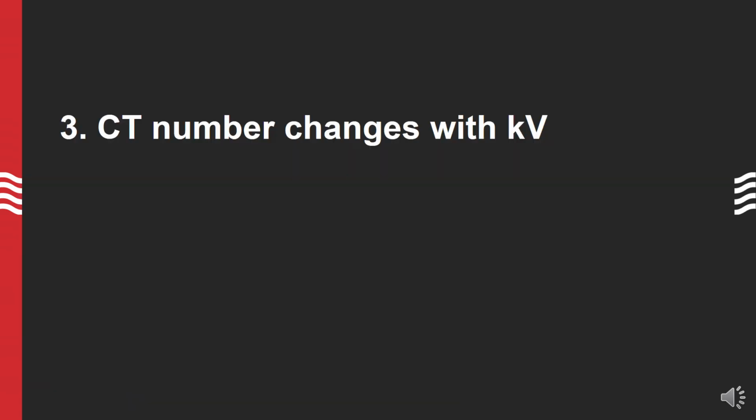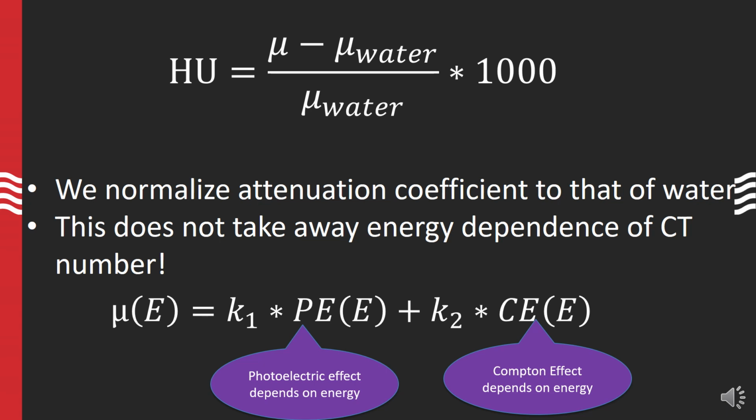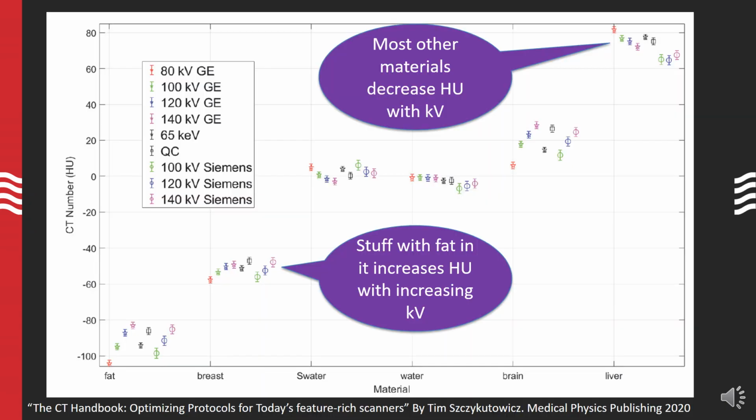CT number changes with KV. All right, so there's that equation I showed earlier to get us nice integer values for Hounsfield units. Again, that's normalizing attenuation coefficient to that of water, but that does not take away the energy dependence of attenuation. There's photoelectric and Compton effects that happen inside of our patients, and each one of those has an energy dependence. So what we see is, when we're looking at materials that have a lot of fat in them, like fat tissue, breast tissue, brain tissue, stuff with fat in it, it's going to increase Hounsfield unit with increasing KV. Whereas most other materials like liver tissue, bone, iodine, they decrease Hounsfield unit with KV.